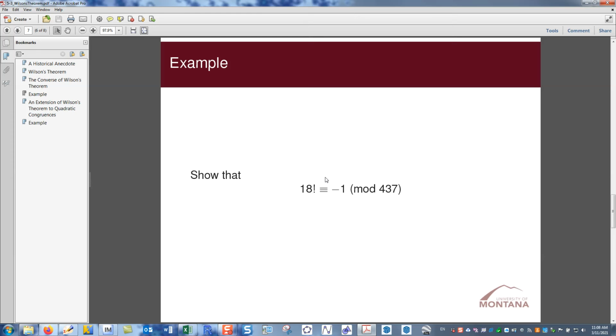So let's do an example here. Let's show that 18 factorial is congruent to negative 1 mod 437.